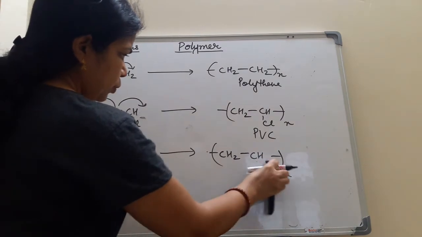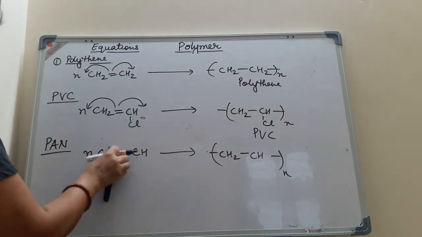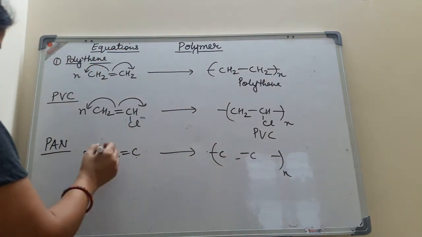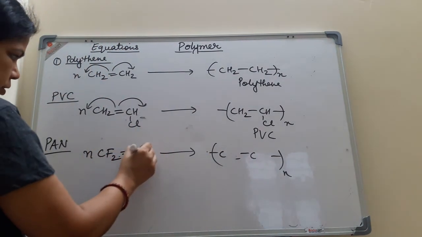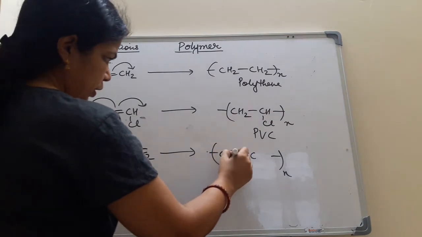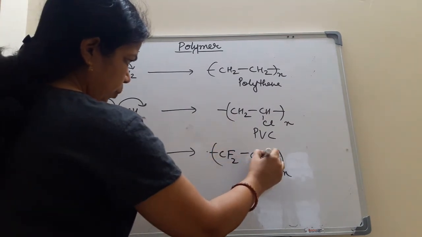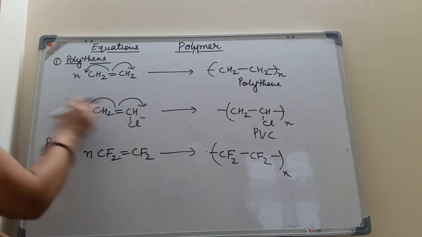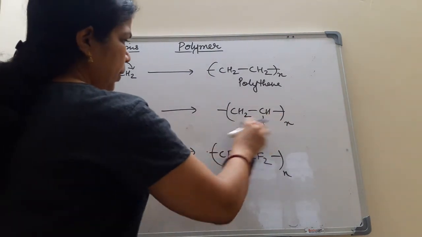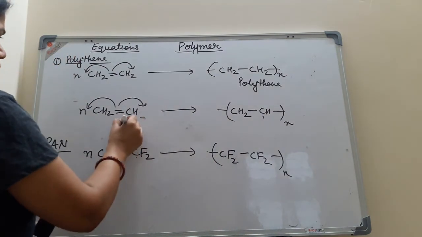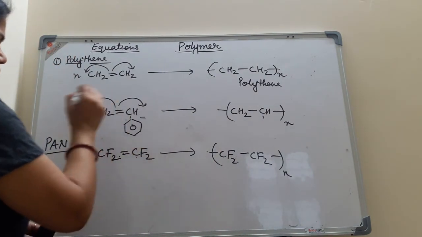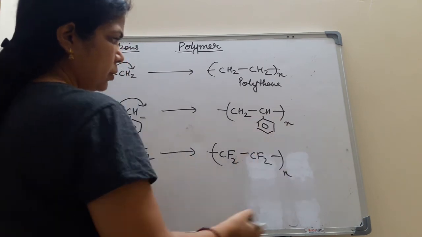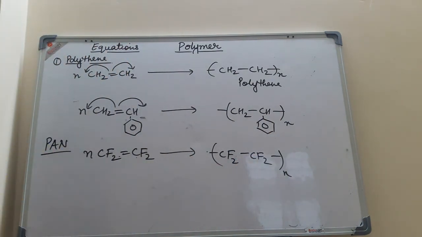Now if we want to do it for Teflon, it will be quite easy: only replace hydrogen by fluorine. So fluorine will be here, and the rest of the part will be the same. If you want to write it for styrene, only a benzene ring needs to be placed like this. It was styrene, so the polystyrene formula will be this. This way you can develop the structure.